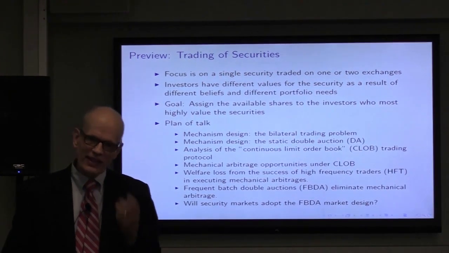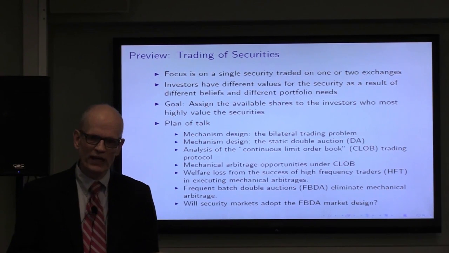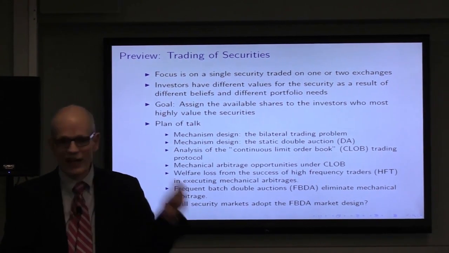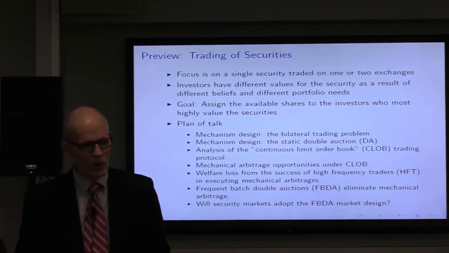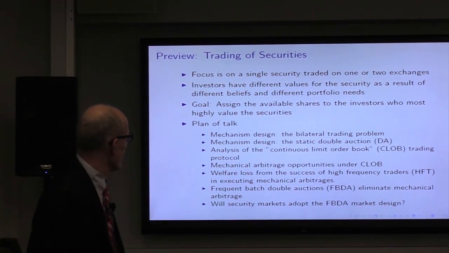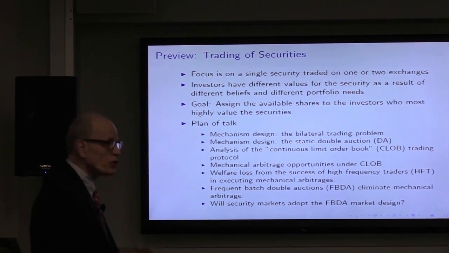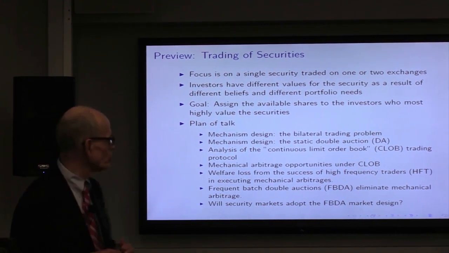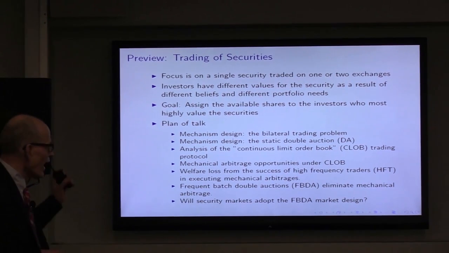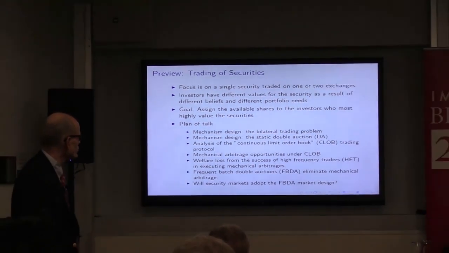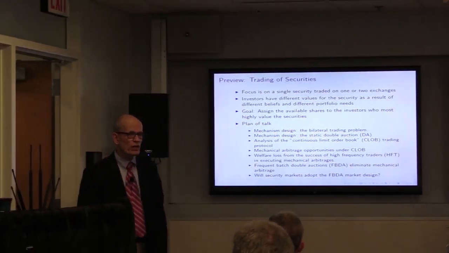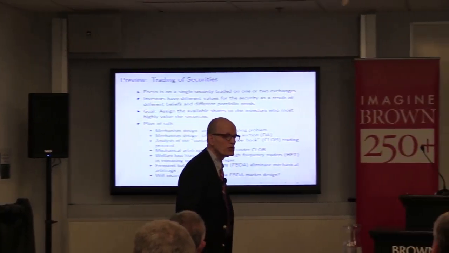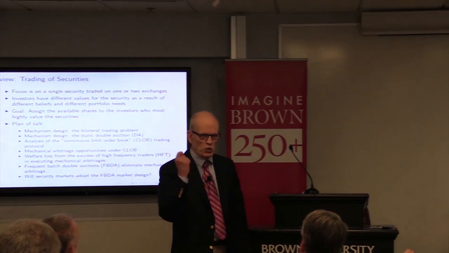But remember, that information is hidden from each other. You've got beliefs about what I might value it, and I have beliefs about you, but we don't know. And so the goal is to assign the securities to the people who most value it. And I'm going to take us through in a logical sequence. I'll start by talking about mechanism design of a very simple problem, which is one object, two people.